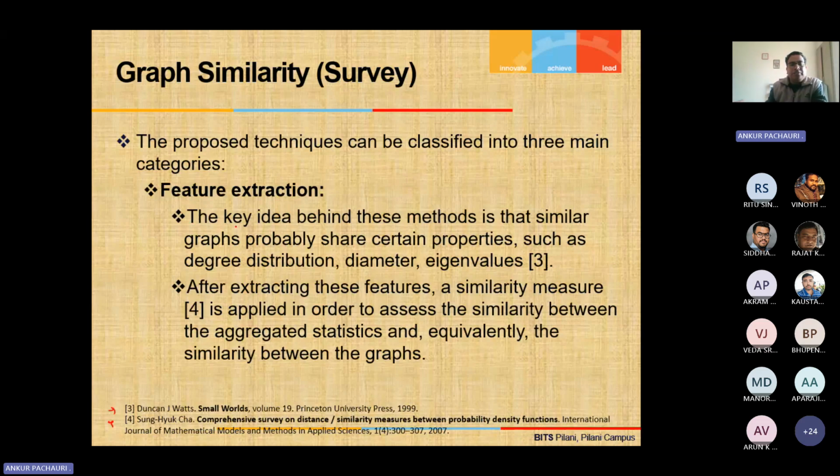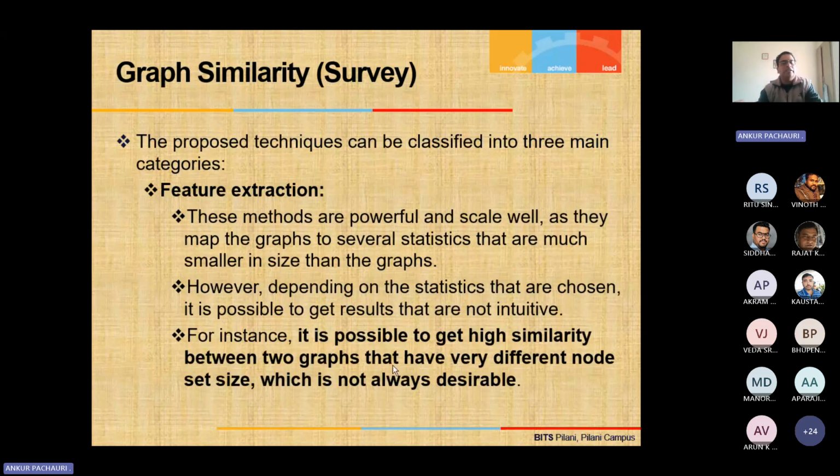The key idea behind this method is that similar graphs probably share common properties such as degree distribution, diameter, and eigenvalues. If those eigenvalues, diameters, and degree distributions are the same, then chances are that those two graphs may be similar to each other, but not necessarily. After extracting these, a measure is applied to assess the similarity between the aggregated statistics, or equivalently the similarity between two graphs. If all the factors are the same, then the chances of being similar are higher.